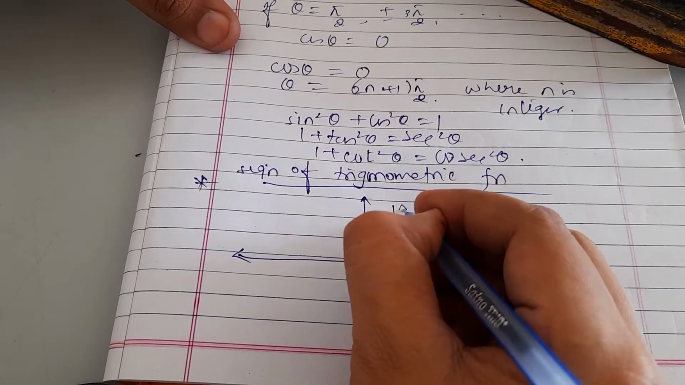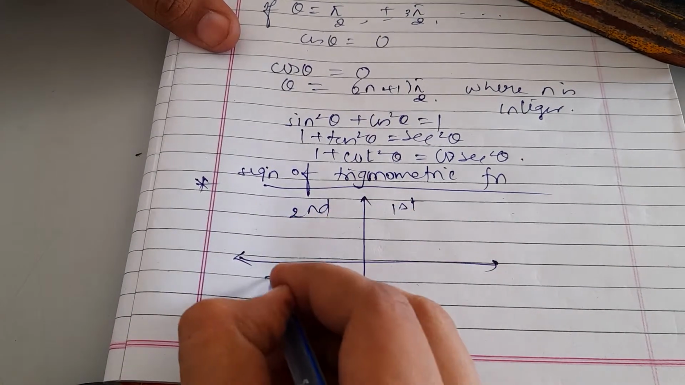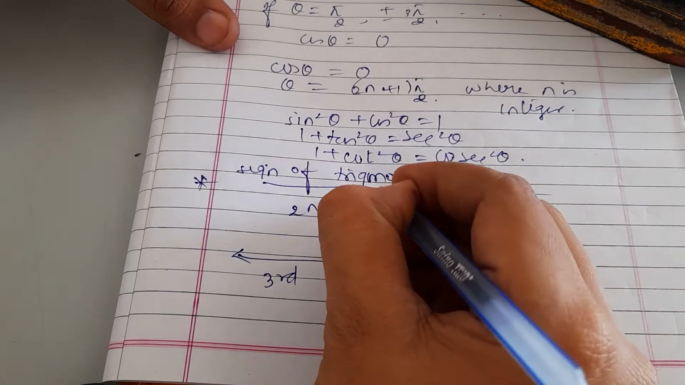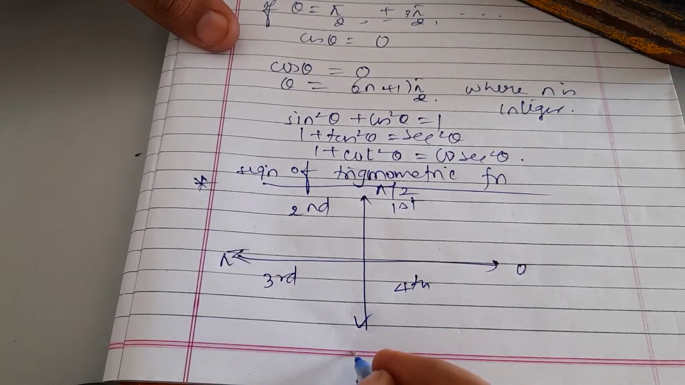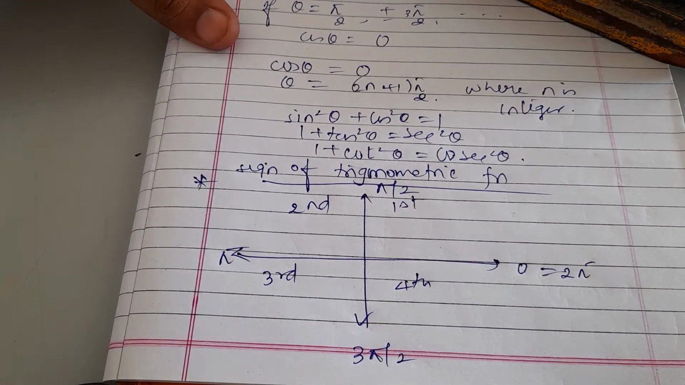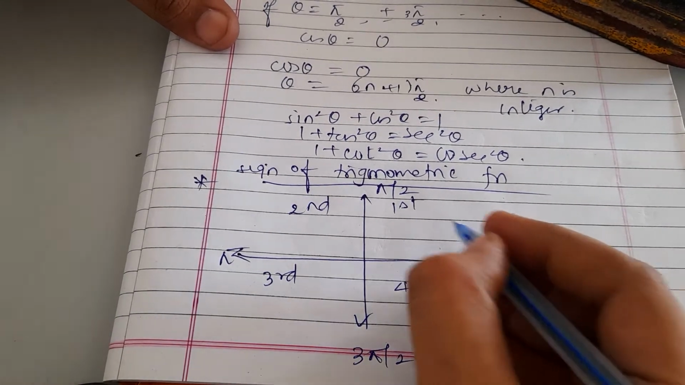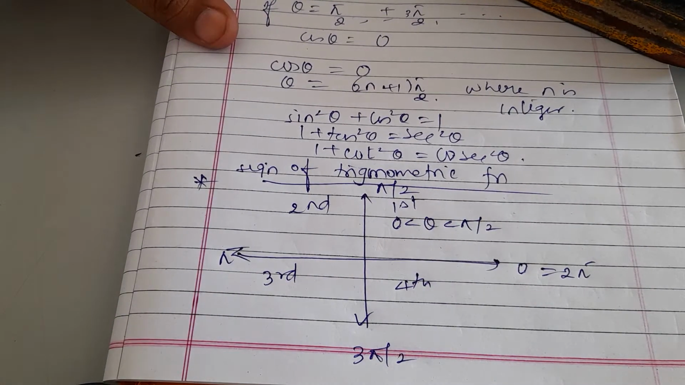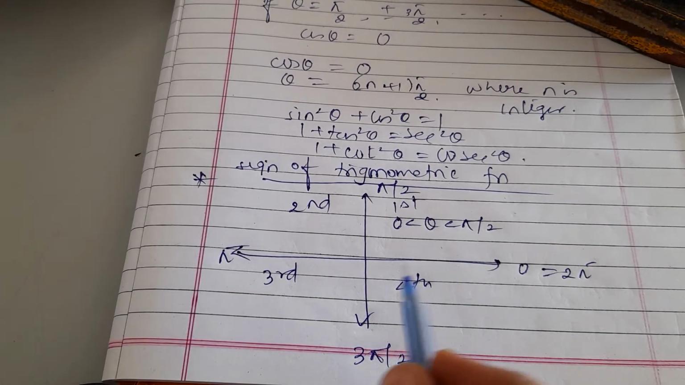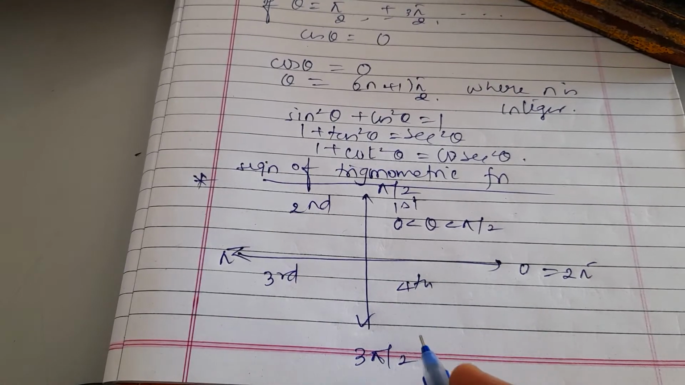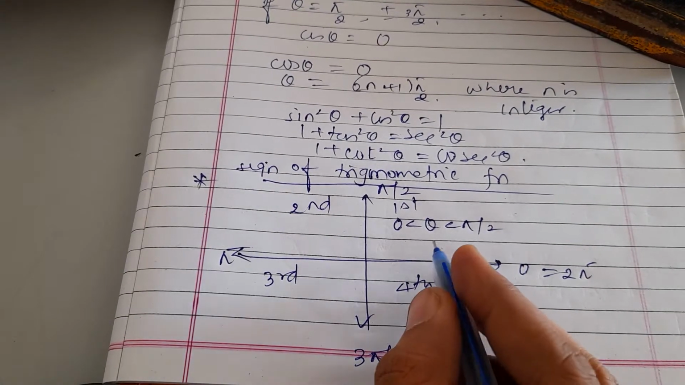So this is your first quadrant, second quadrant, third quadrant, fourth quadrant. In the first quadrant, that is 0 to π/2, then π, here it is 3π/2, and here after completing one revolution you will get 2π. Right? So in the first quadrant, the range of θ is from 0 to π/2, and all the trigonometric functions are positive. So 0 < θ < π/2, all the trigonometric functions are positive in the first quadrant.